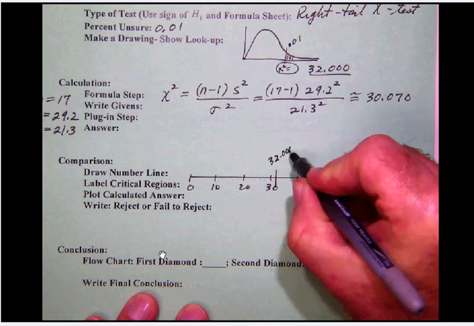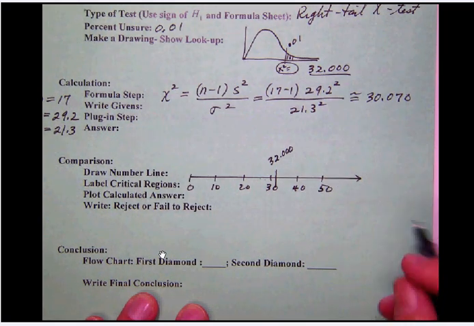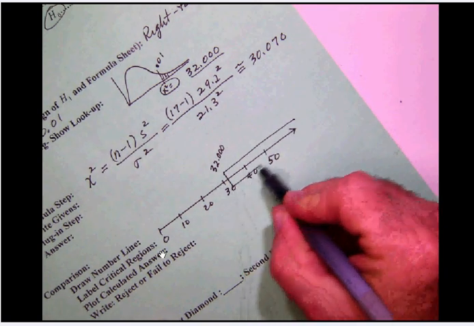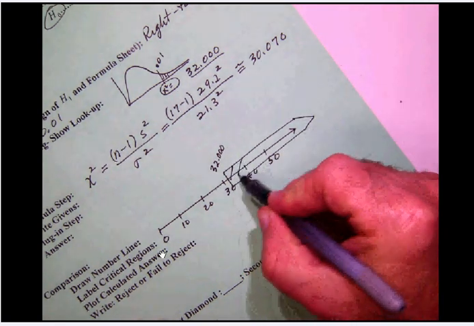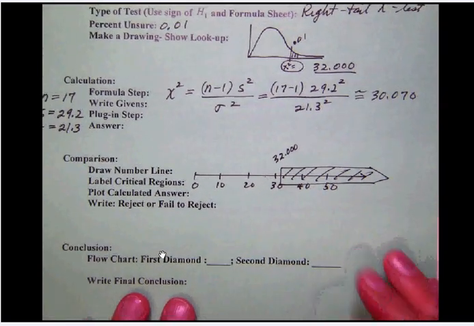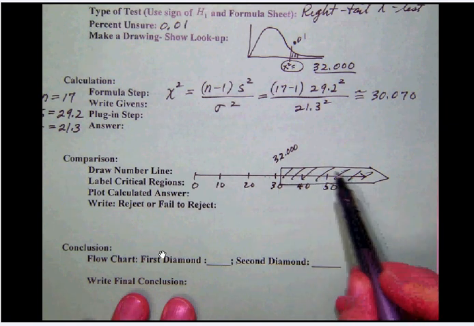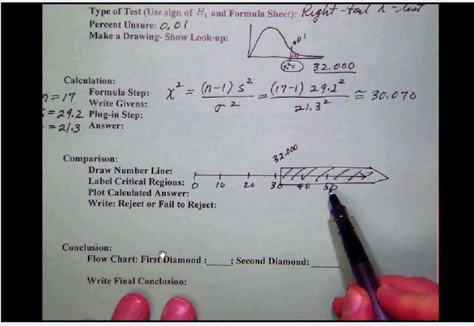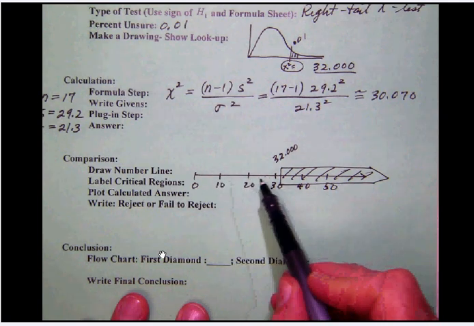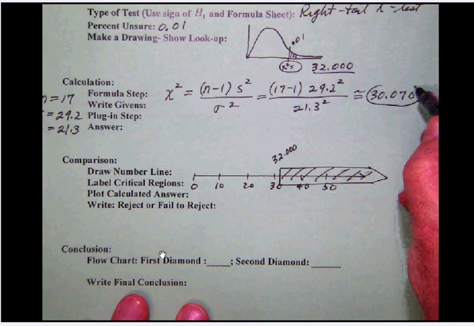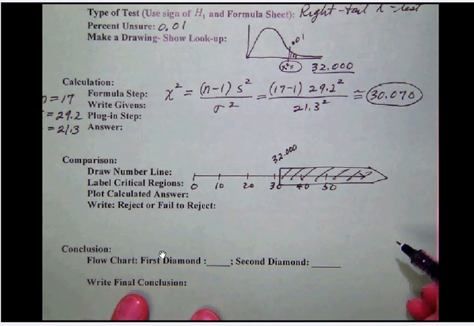Since it's a right tail test, that critical region is going to go to the right only, over in here like this. Now once again, remember, if our calculated value, our test statistic, falls inside of this critical region, we'll reject the null hypothesis, and otherwise, if it falls over in here, we will fail to reject. Our calculated value this time, our test statistic, was 30.070, so that's going to fall short.